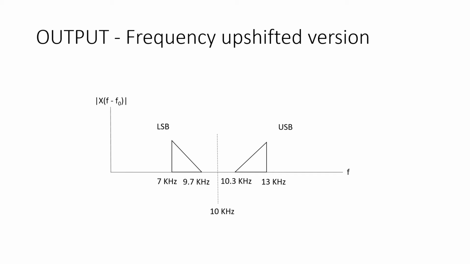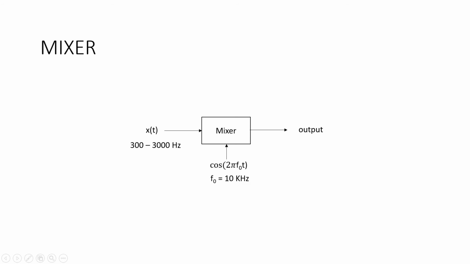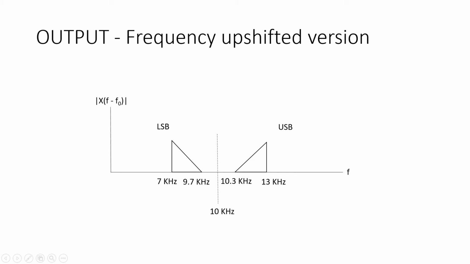In this, the oscillator frequency f0, 10 kHz, is the center frequency, and the 300 to 3000 Hz input will be subtracted from 10 kHz. So 10 kHz minus 300 Hz is 9.7 kHz, and 10 kHz minus 3000 Hz is 7 kHz. Like that, 10 kHz plus 300 Hz is 10.3 kHz, and 10 kHz plus 3000 Hz is 13 kHz. Like that, the LSB, lower sideband, and the USB, upper sideband, result.